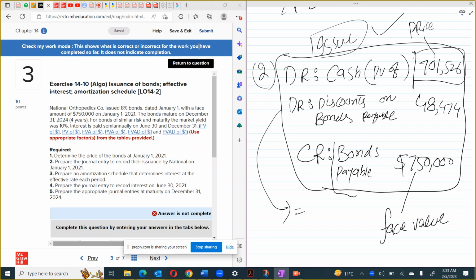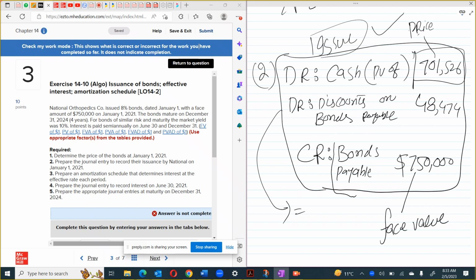Now I'm moving to the last one. Prepare the appropriate journal entries at maturity. Although he has specified what journal entry they require, what if they don't specify? You must have a logic in your mind, as I have told you: always prepare two entries at maturity. One entry is for interest expense, and one entry is for repayment of the principal amount.